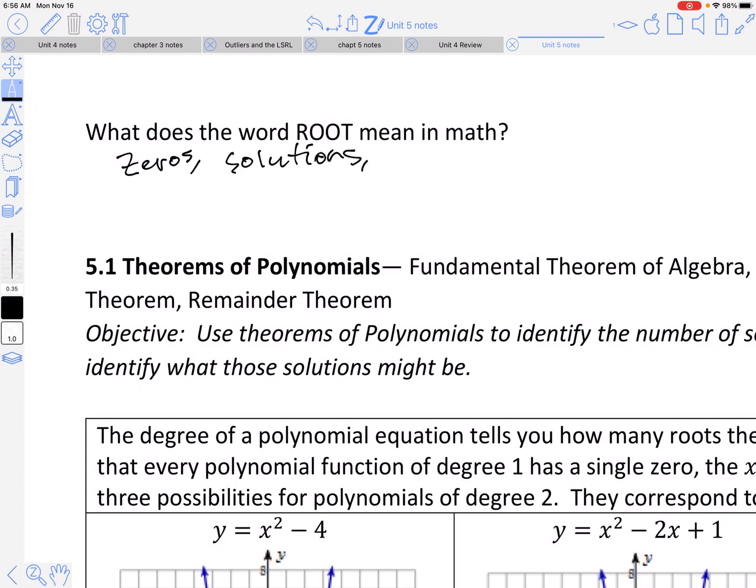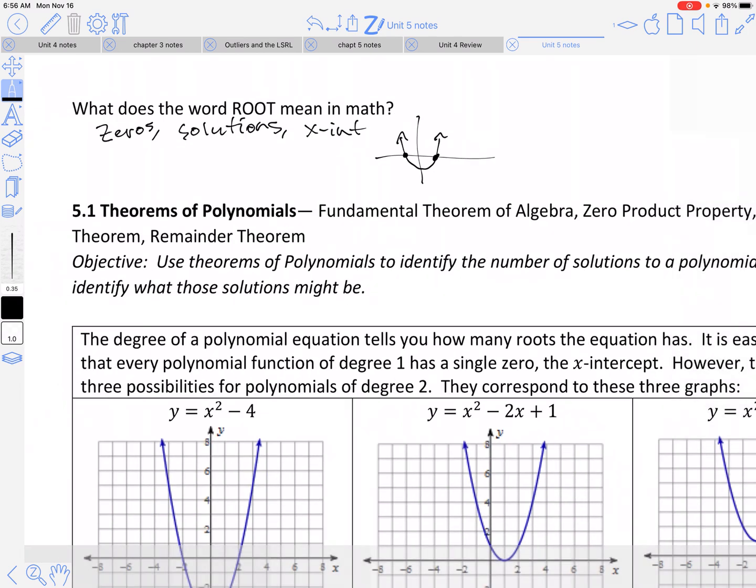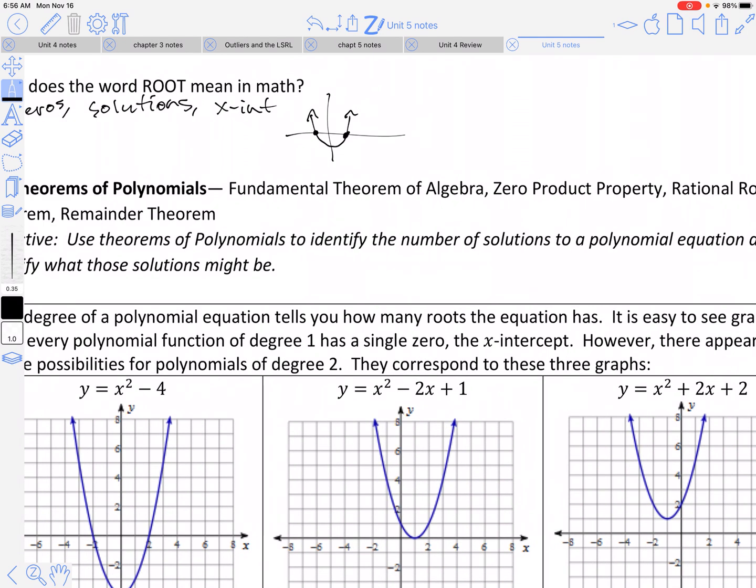X-intercepts. So remember when you were graphing polynomials last year, the roots were the x-intercepts. And when y became 0, that was what x was. So if you remember, that was the x value when y becomes 0. So think of root, memorize that if you didn't already have it memorized.